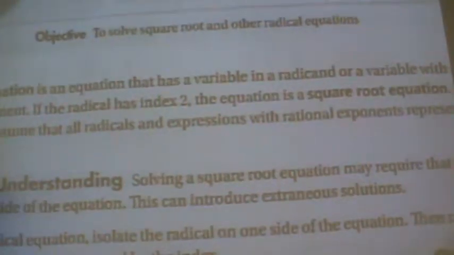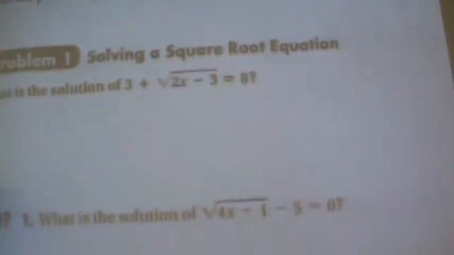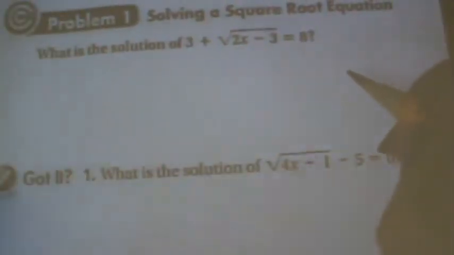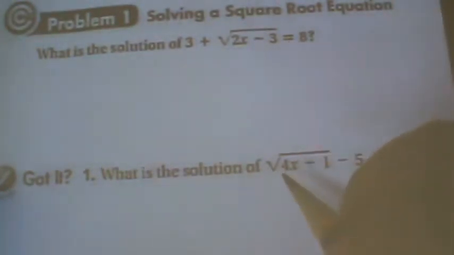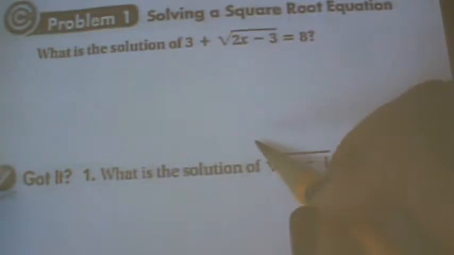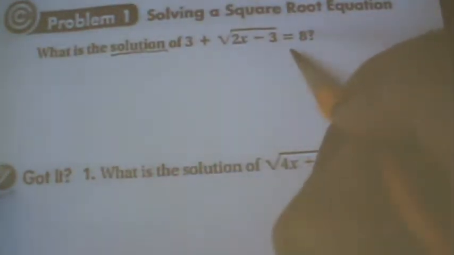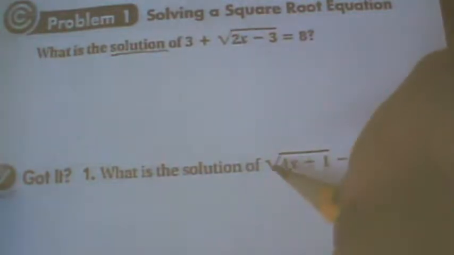Okay, so today we're going to solve square root and other types of radical equations. It's going to take us a couple days to do this. And what you're going to notice is you're working with equations. How do you know you have an equation? The equal sign. So, how do you know you have a radical equation? Because you have a radical in the problem with a variable. So our job is to figure out what the solution is. What does that mean? The answer. The answer to what? The problem. The solution.